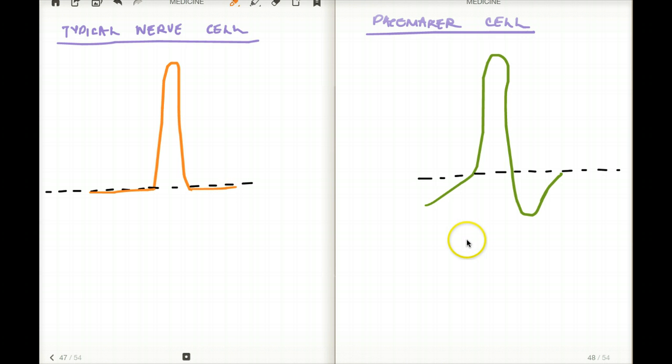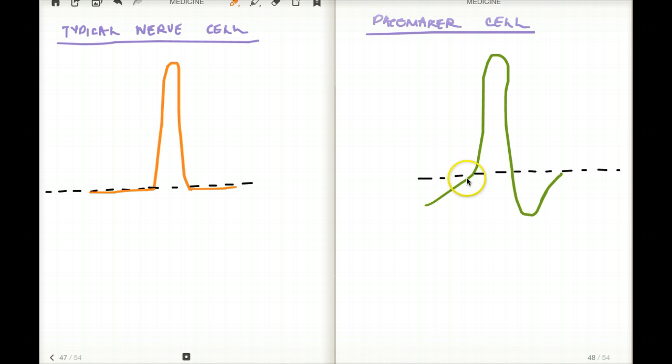Now let's see how it's different from pacemaker cells. See how I drew a linear line for the nerve cell? For the pacemaker cell, it's not a linear line; this is a slope. The reason is that pacemaker cells have a slow depolarizing effect to generate an action potential. The cell is going to get depolarized, depolarized, depolarized, and once it hits this number, it's ready to generate an action potential because this is the threshold.